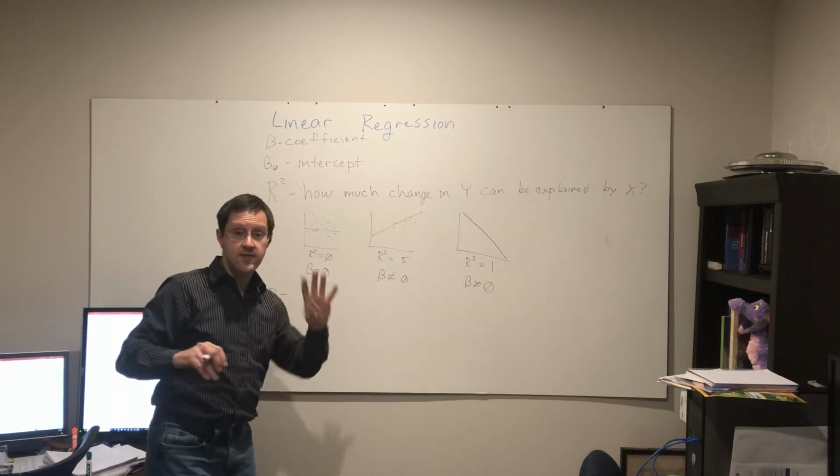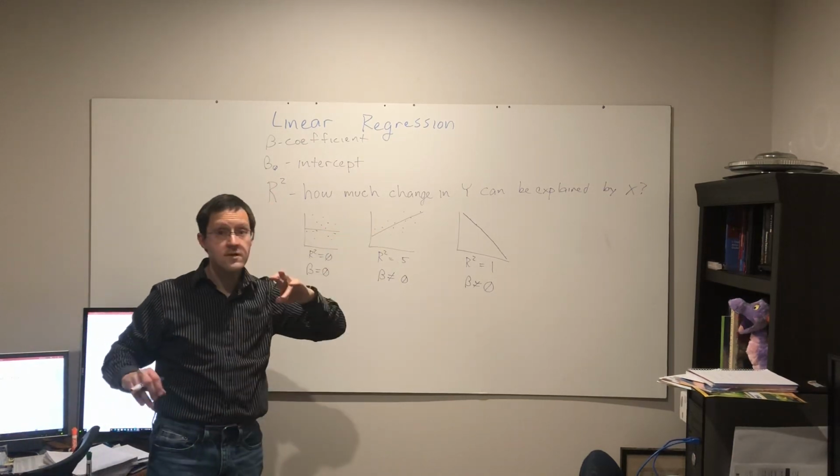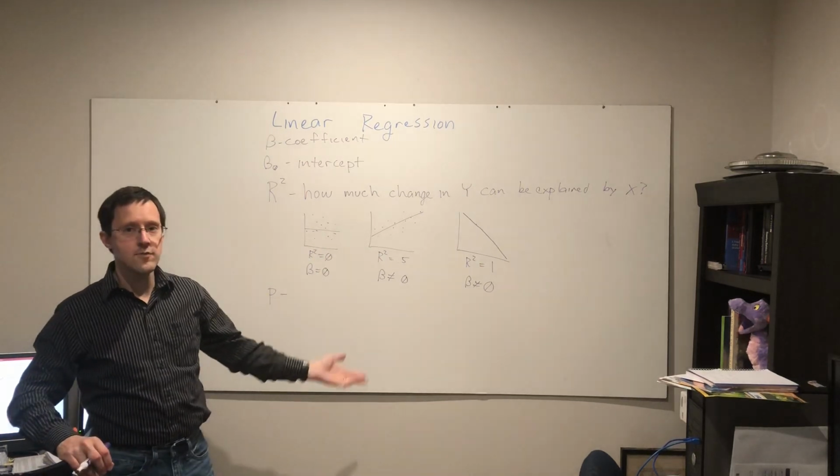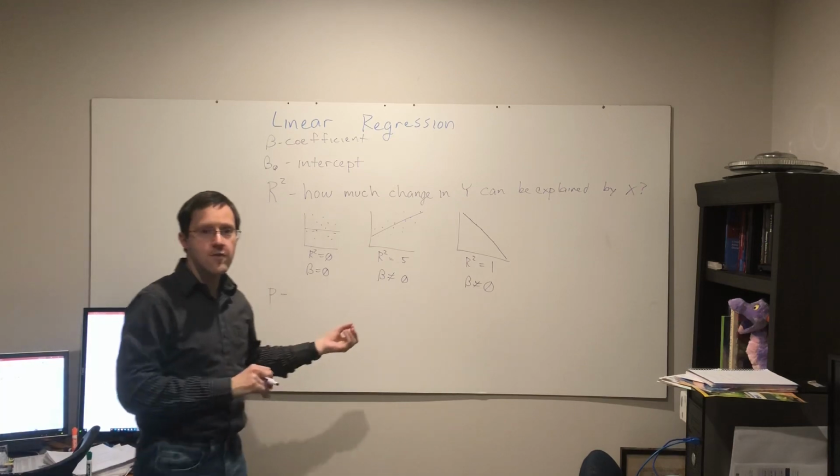And lastly, I said there are 4 values. We have the coefficient, the intercept, our r squared, and of course we have a p-value. We've seen this before, you were probably expecting it. We have our p-value.